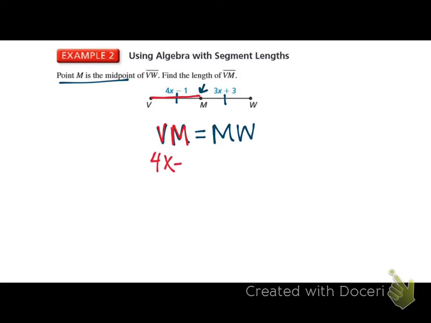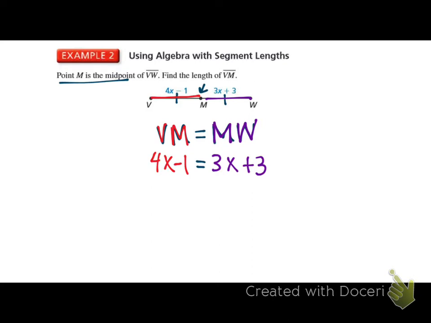So what is the length of VM? 4x minus 1. And we know it will be equal to whatever the length of MW is. What is the length of MW? 3x plus 3. So now you just have an algebra problem. Remember that I always move the smallest x first. You can choose however you want to do it.